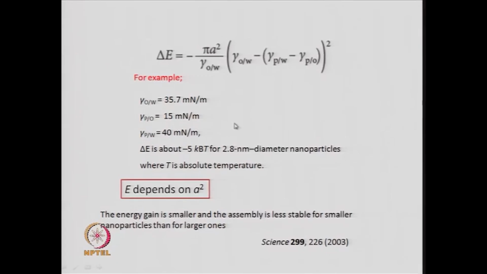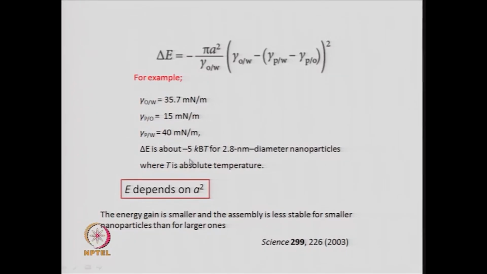So, for an example, for this equation, if you take the surface tension between the oil and water to be 35.7 millinewton per meter, and similarly you take the particle-oil interface to have a surface tension of 15 millinewton per meter and the particle-water to have 40 millinewton per meter, then the change, or the reduction in the surface energy, is about minus 5 kT.